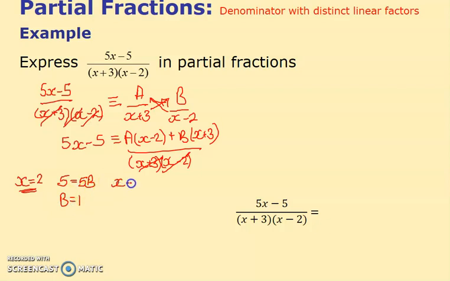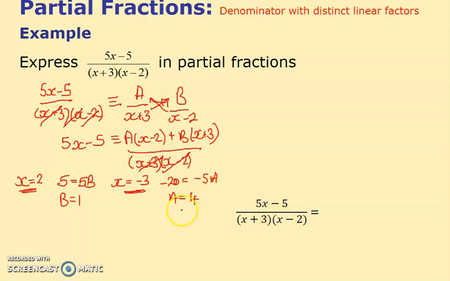Now pick a different number. Because this says x plus 3, I'm going to pick x equals minus 3. If I put x is minus 3 into the left, I get minus 15 minus 5, that's minus 20. Again, put minus 3 into this, it disappears, but minus 3 into this, I get minus 3 minus 2, it's minus 5a. And I reckon a then will be 1 as well. No, that's rubbish. A will be 4.